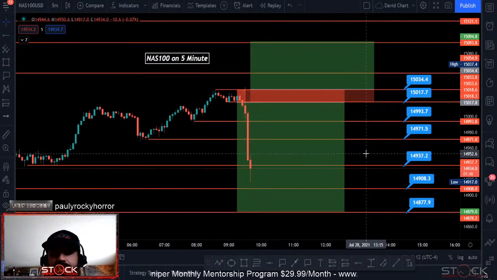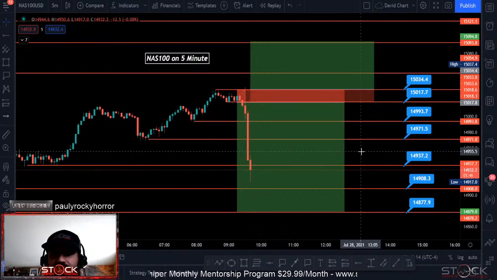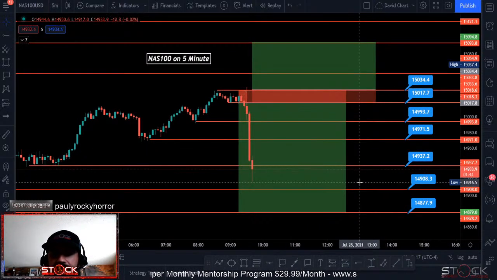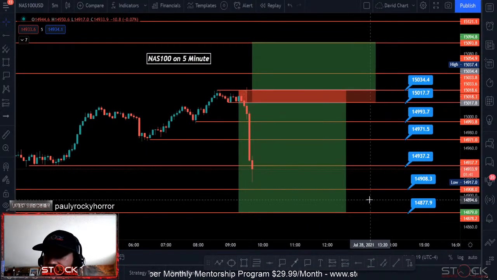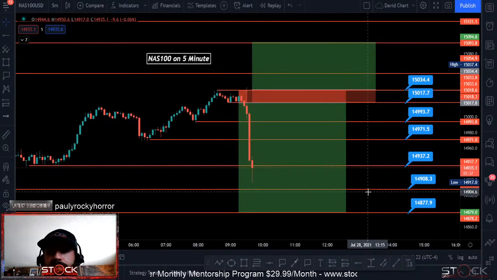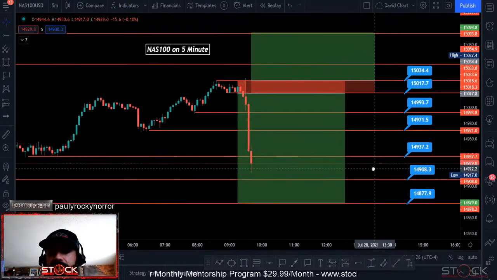So NASDAQ is still shooting down. Let's see if it's going to find some bottom here at the low. It actually did at 14,917, where it's pushing up now. So if it's going to continue, guys, we'll look for something then.